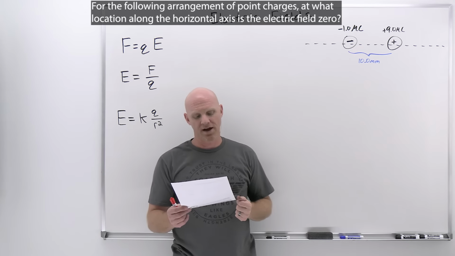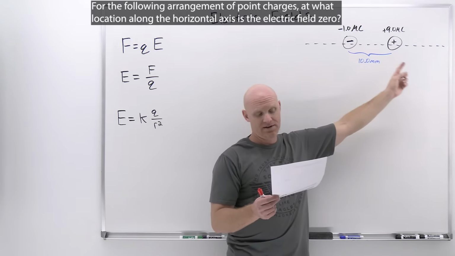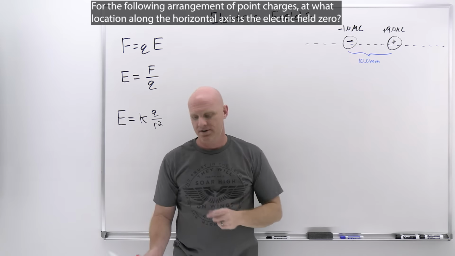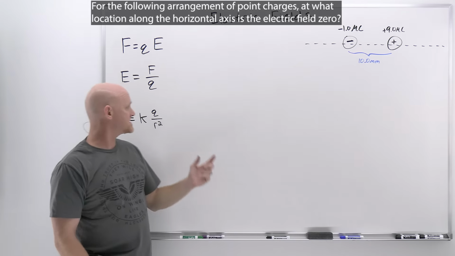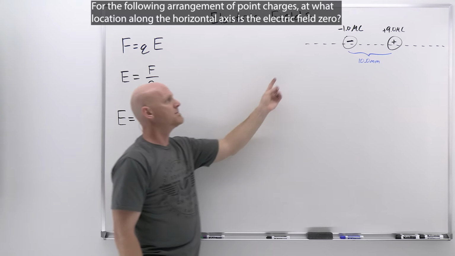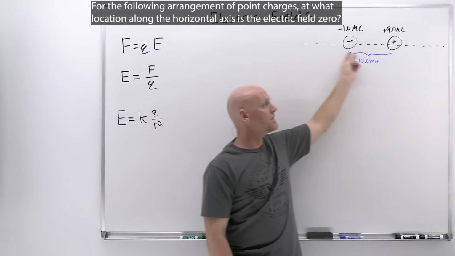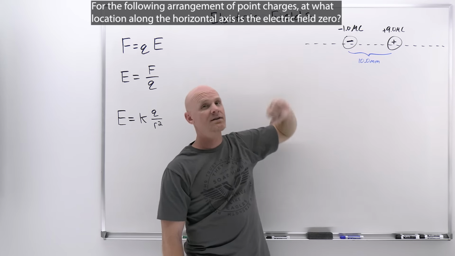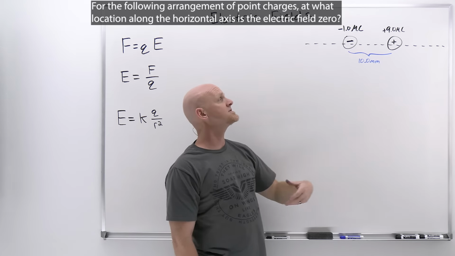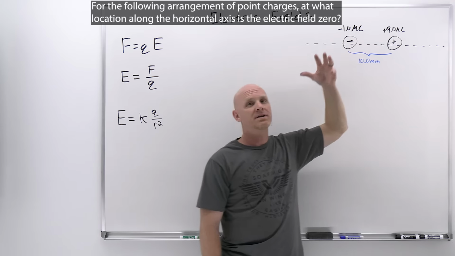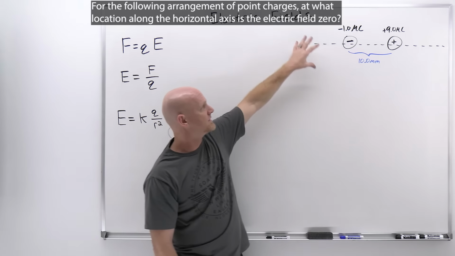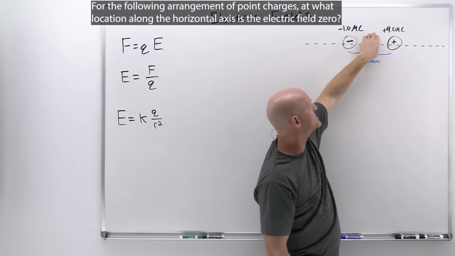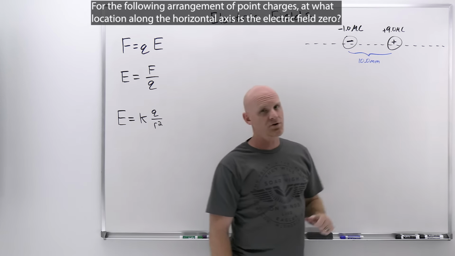charges, at what location along the horizontal axis is the electric field 0? So at some point here, we know electric field due to point charges is kq over r squared, and at some point along this axis, or at least in one point anyways, it has to be 0. There's two point charges contributing, but at some location it's going to be 0. We've got really 3 different regions to consider: left of both point charges, in between the 2 point charges, or somewhere to the right of both point charges.